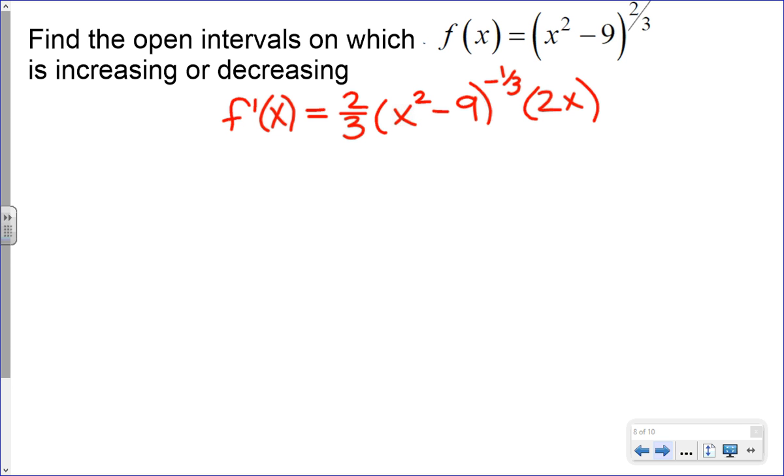All right. Now, before, we could leave it like this, right? But now that we have to determine critical numbers, we should probably rewrite this to look nicer. Okay? And we should probably not leave negative exponents. Okay? So we can write this as 4x over 3 times the quantity x squared minus 9 to the positive 1/3. How do you feel about that?